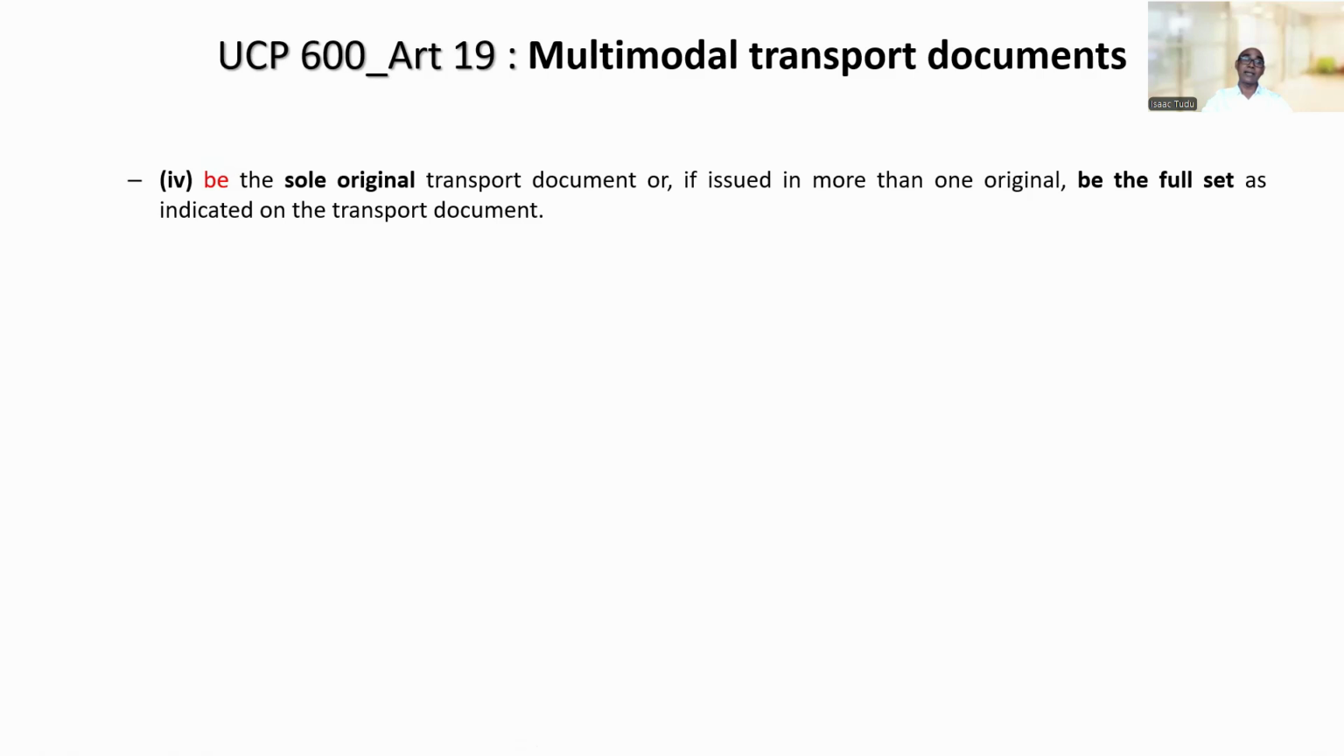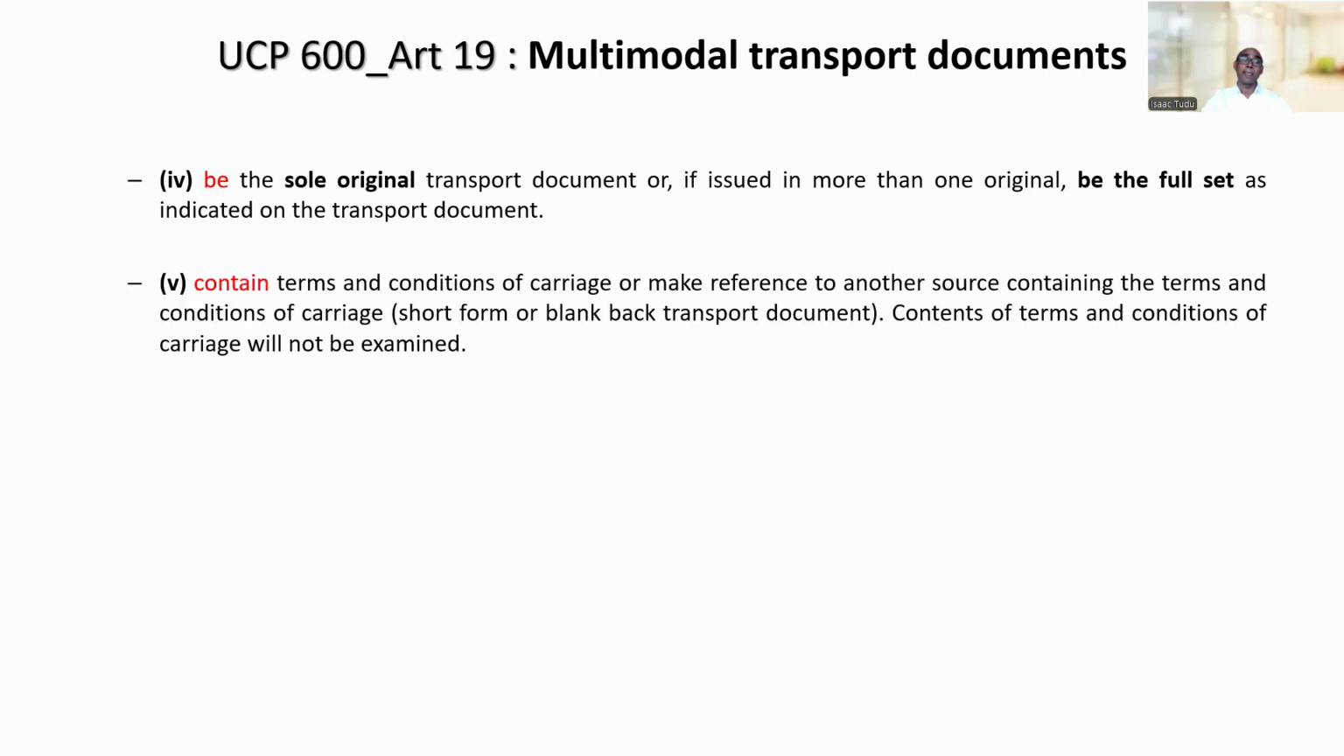Next, 19A5 says a multimodal transport document must appear to contain terms and conditions of carriage or make reference to another source containing the terms and conditions of the carriage, short form or blank back transport document. The contents of terms and conditions of carriage will not be examined. So be clear on this. A multimodal transport document usually contains the terms and conditions of the carriage. Where will you find them? On the back side of the multimodal transport document, in very fine print, right?